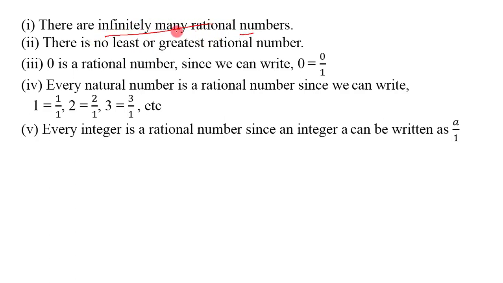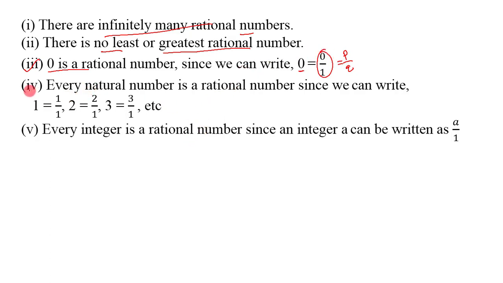There are infinitely many rational numbers, and there is no least or greatest rational number. And the third point is that 0 is a rational number. Why? Because 0 can be written as 0 by 1, which is in the form of p by q. So 0 is a rational number.